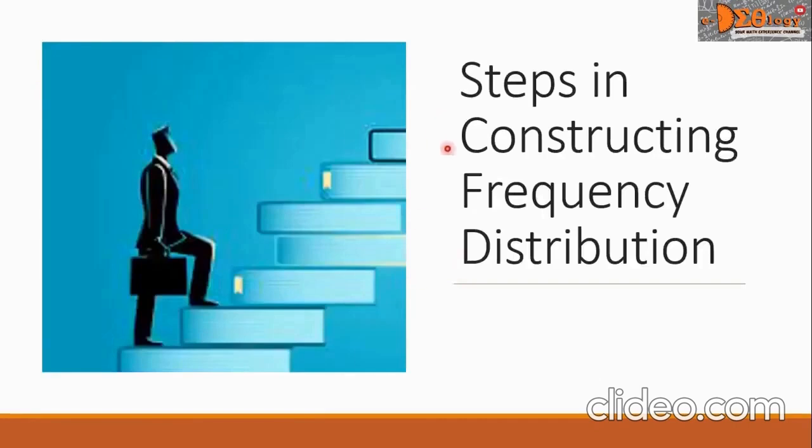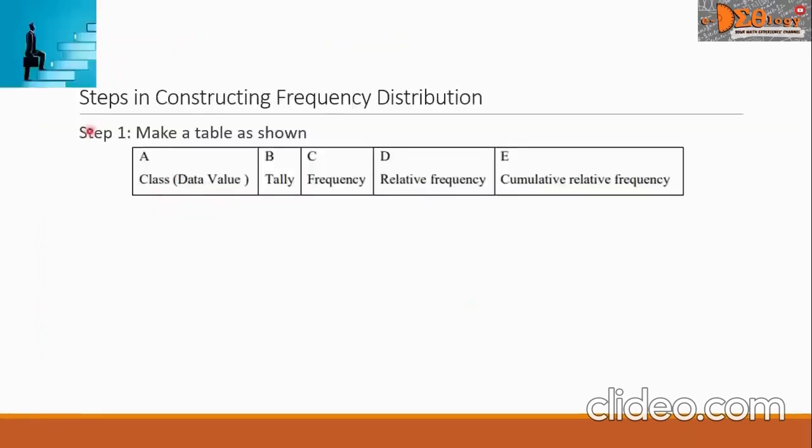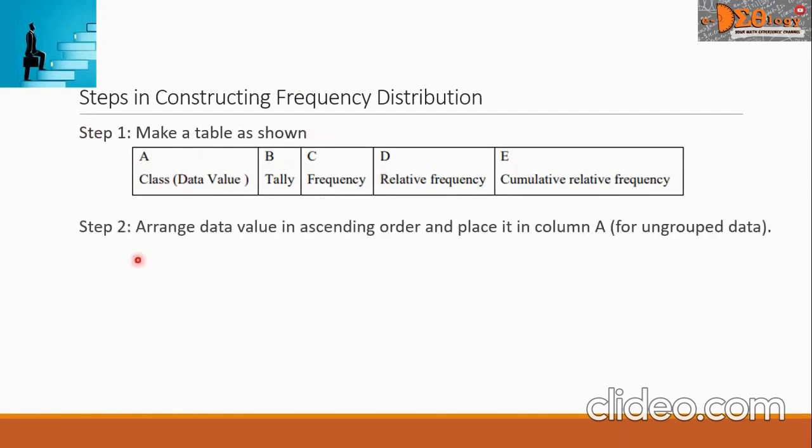There are steps in constructing frequency distribution. Step 1, we will make a table as shown. It means there will be 5 columns. For step 2, arrange data value in ascending order and place it in column A, that is for ungrouped data. Step 3, tally and count the data and place it in column B and C.